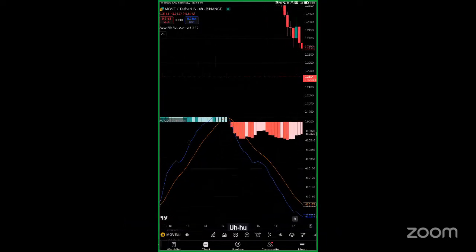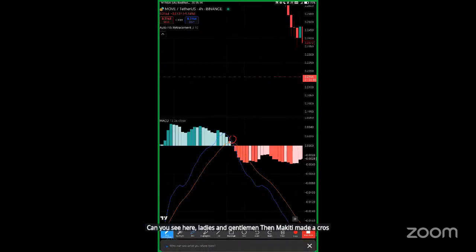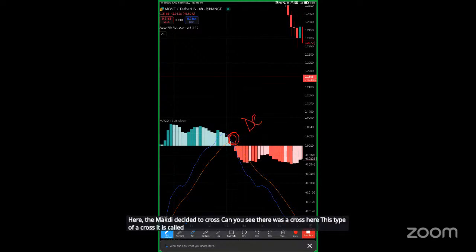Can you see here, ladies and gentlemen? The MACD made a crossover to the downside. After it has been moving above the orange line, here the MACD decided to cross. Can you see there was a cross here? This type of cross is called a death cross.